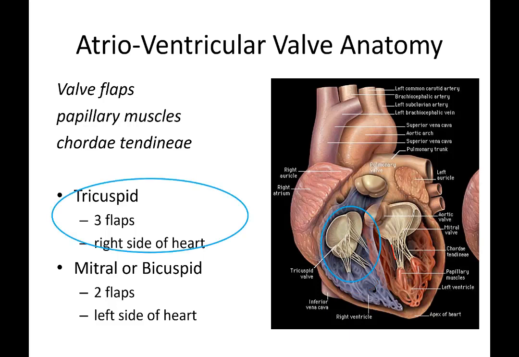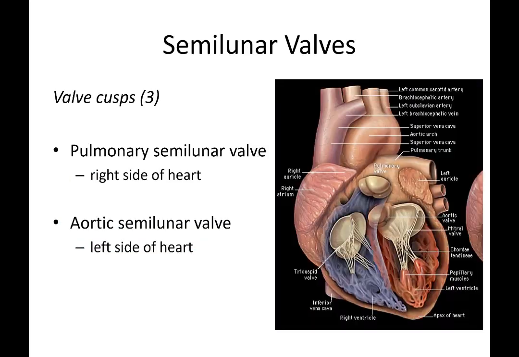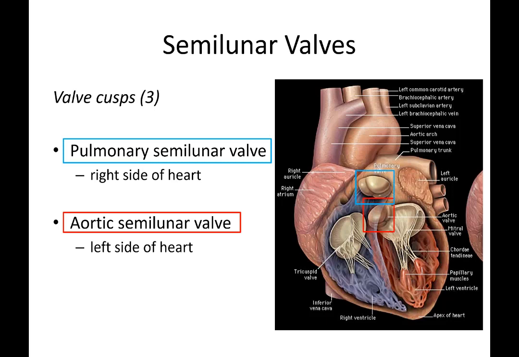So the tricuspid valve has 3 flaps. It's on the right side. The bicuspid or mitral or left atrioventricular valve is on the left side. And again, here is the atrioventricular valve. The semilunar valves, we have the pulmonary on the right side and the aortic on the left side.